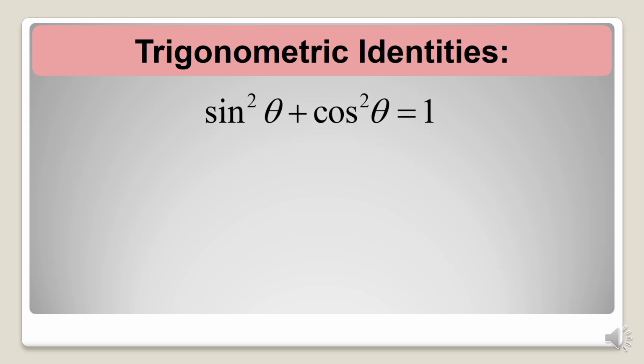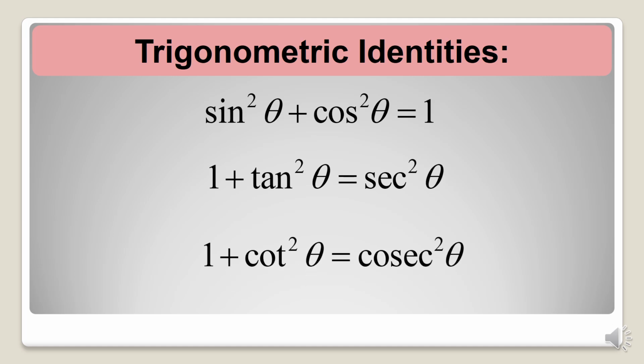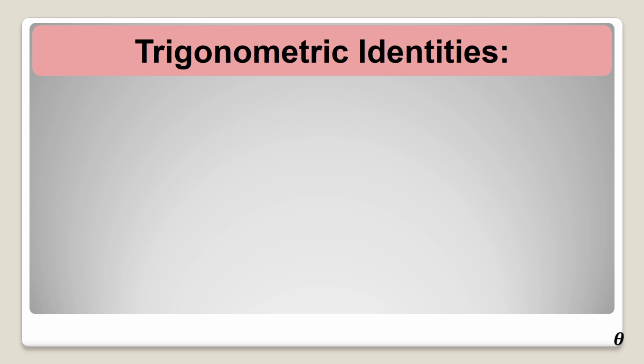We have three basic trigonometric identities. Today we will discuss their proof as well. First identity is sine square theta plus cos square theta equal to 1. Second identity is 1 plus tan square theta equal to secant square theta. And the third identity is 1 plus cot square theta equal to cosecant square theta. In trigonometric identities, we are going to prove them.